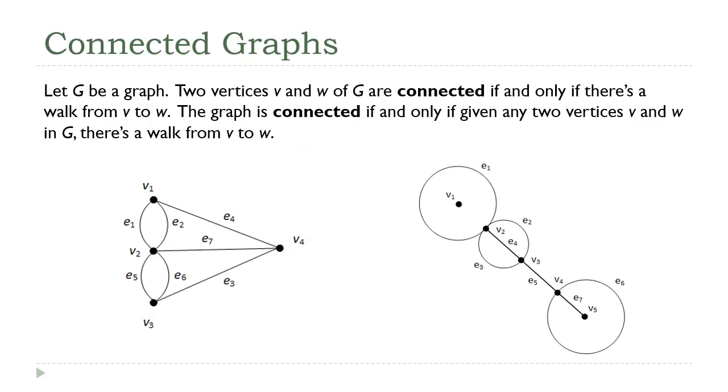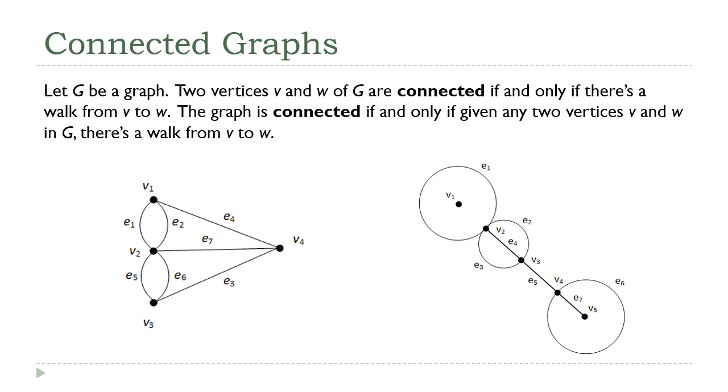Connectedness is a fundamental property in graph theory that's particularly important to the topics that we're going to be discussing from here on. A lot of the theorems and properties we're going to be looking at only apply to connected graphs, or sometimes to connected components within a graph, and we'll talk more about what that means on the next slide.